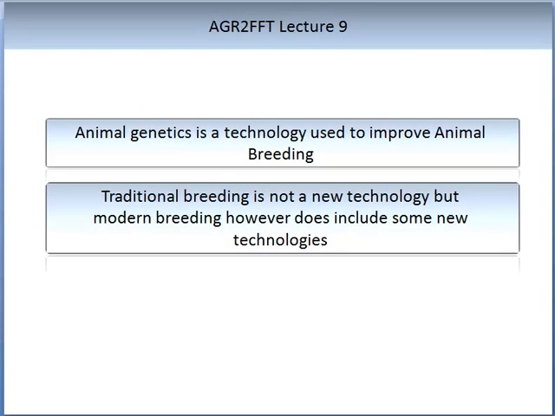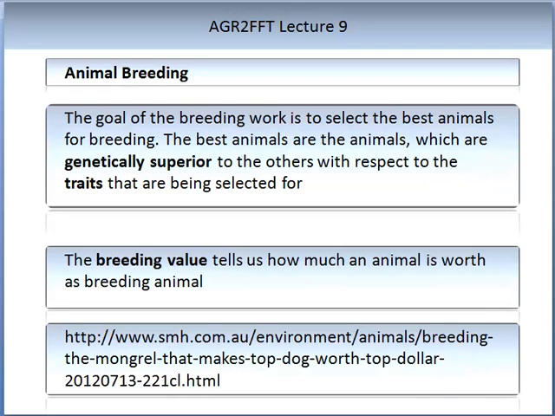Put simply, animal genetics is a technology used to improve animal breeding. Traditional breeding is not a new technology, but modern breeding and some of the associated technologies is. The goal of animal breeding is to select the best animals for breeding. The best animals are the animals which are genetically superior to the others with respect to the traits that you are considering for selection.